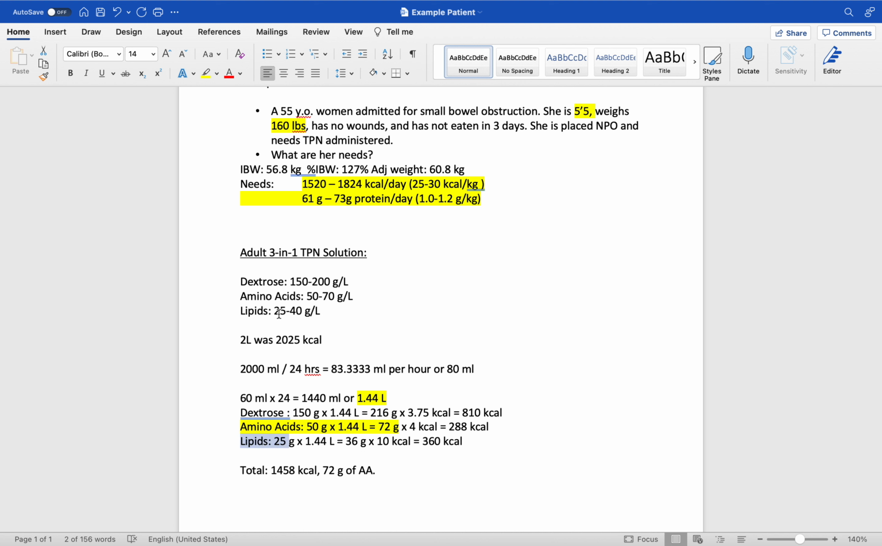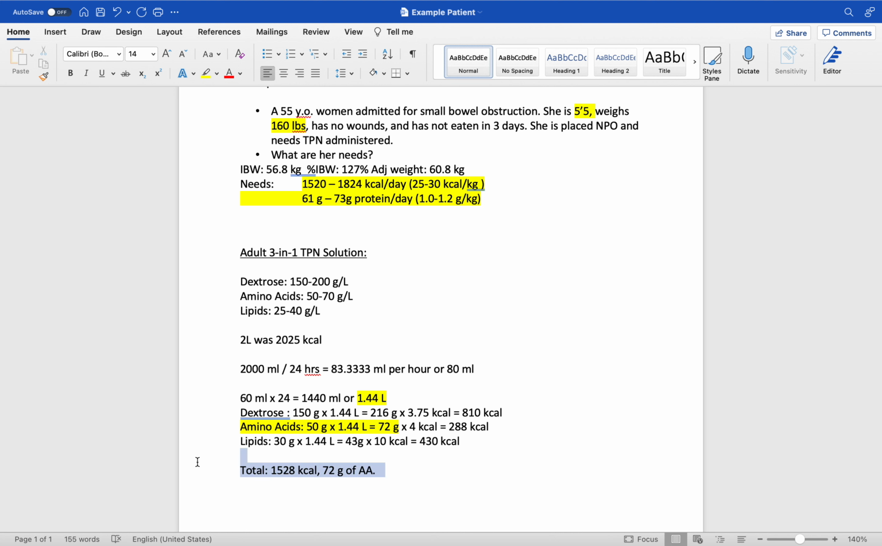And so again, I have 25 to 40 grams that I can work with. So let's just put it up to 30. Let's see what happens when we increase our lipids by 5 grams. So 30 grams times 1.44 for our liters gives us 43 grams in that 1.44 liter solution. And then 43 grams times 10 calories gives us 430 kcal. And so let's add that up. So 810 plus 288 plus 430. So my new number is 1528 calories with 72 grams of amino acids.